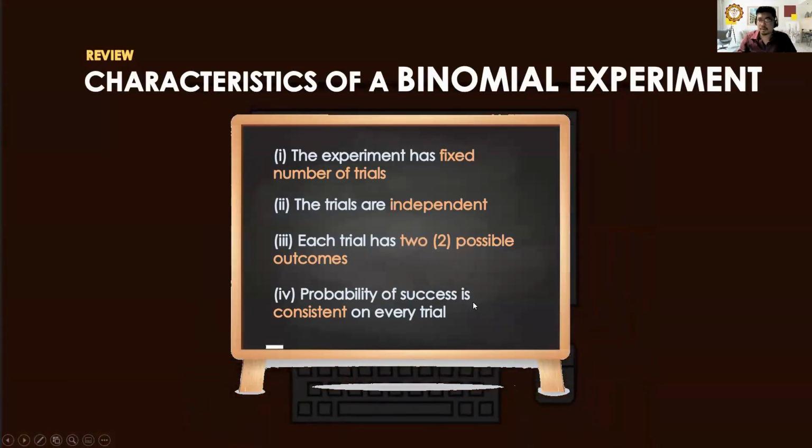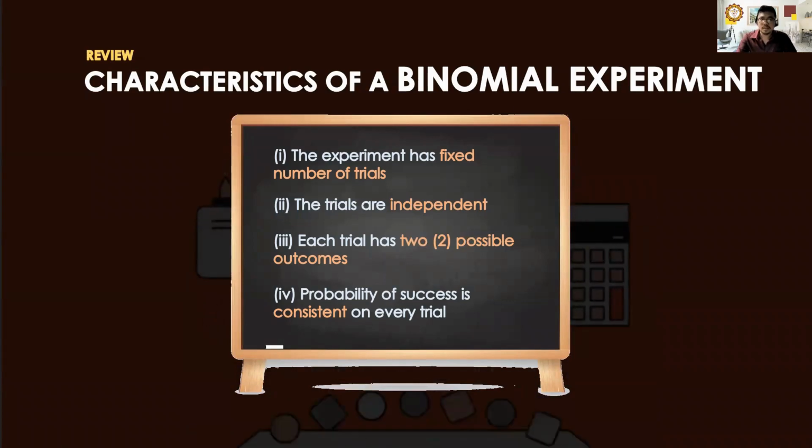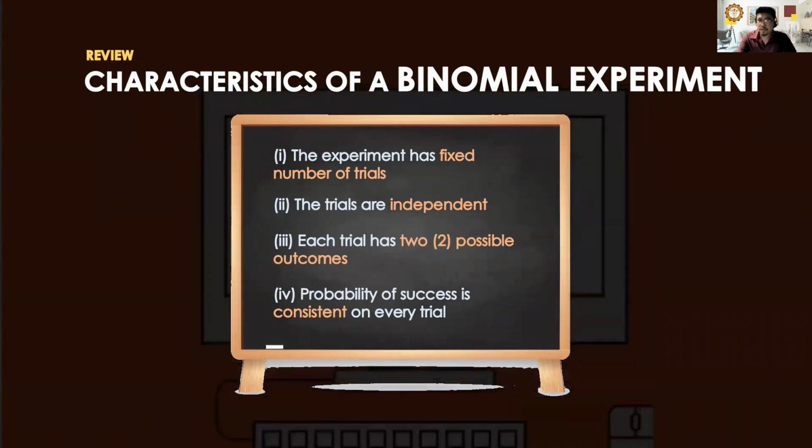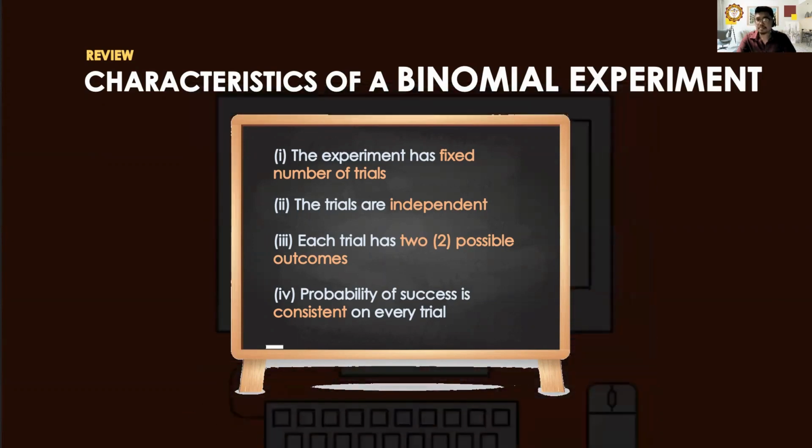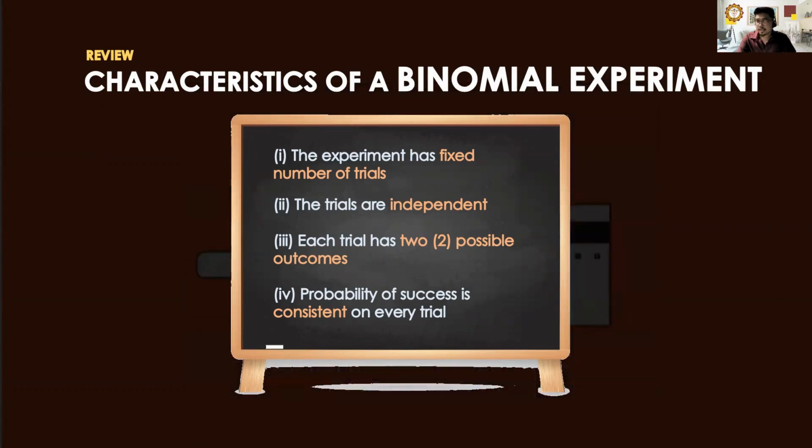Let's go ahead and talk about binomial experiment or binomial probability distribution first and its characteristics. The characteristics of a binomial experiment is that a binomial experiment has a fixed number of trials. This means that the number of observations, which is n, is known. Second is the trials are independent. This means that the outcome of the first trial does not affect the outcome of the succeeding trials.